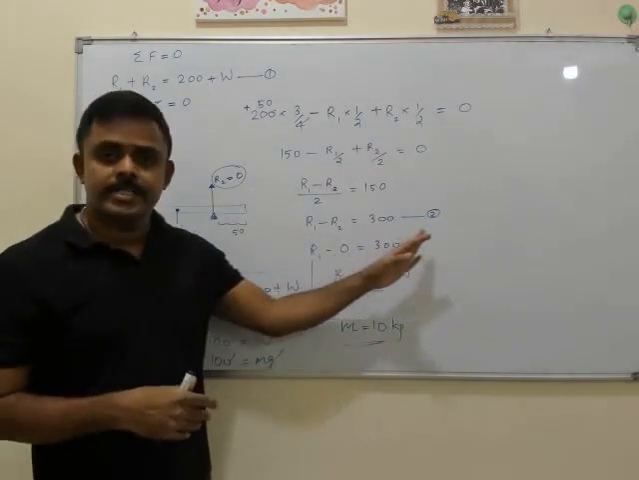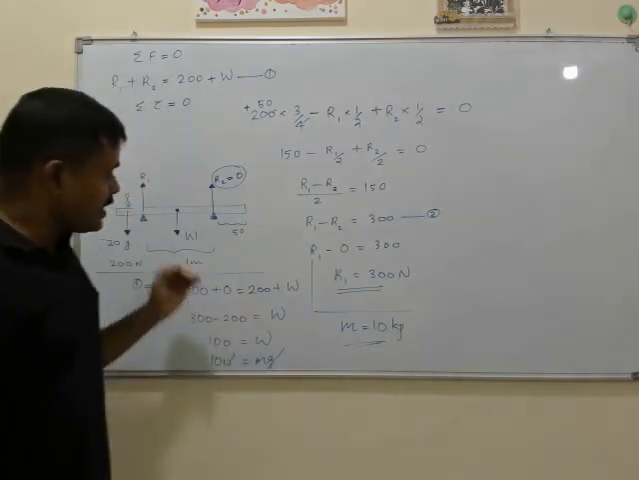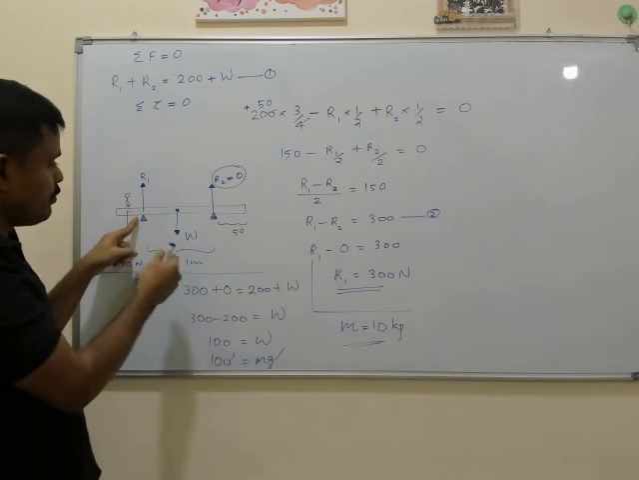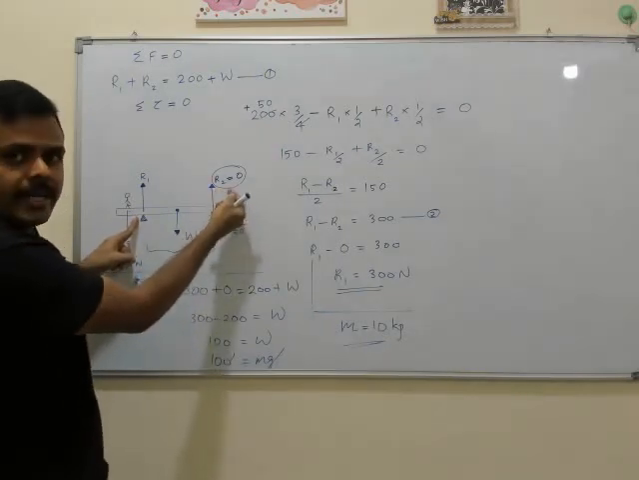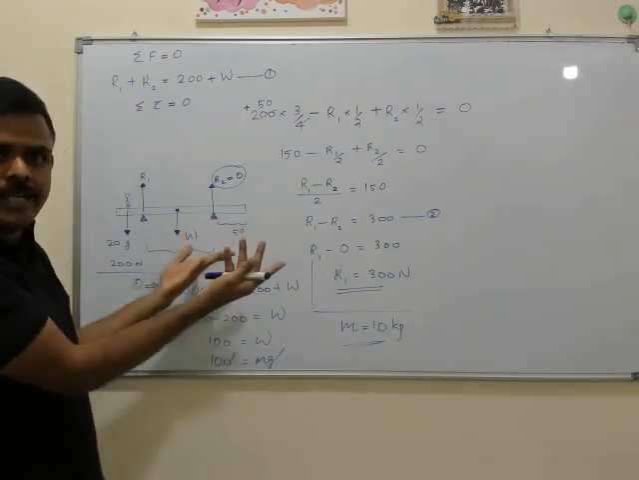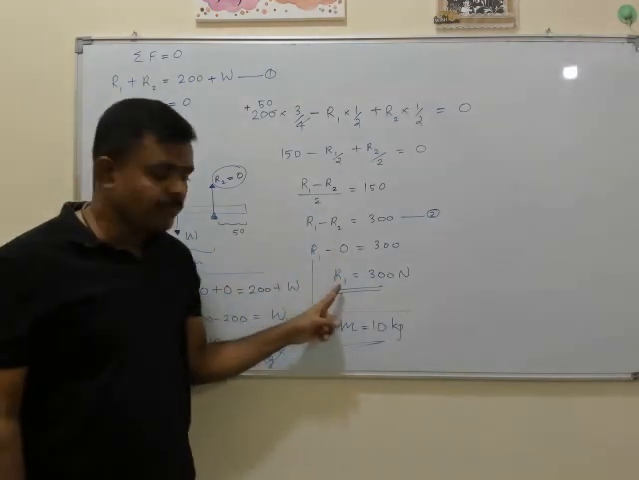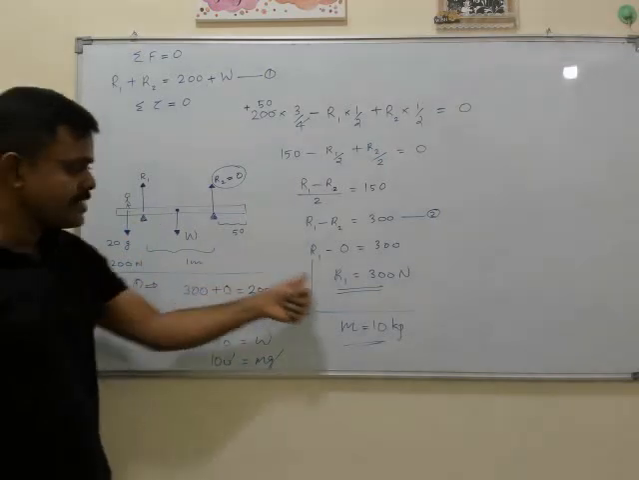You get another equation. R1 minus R2 is equal to 300. And for the critical condition of the rod coming off from the wedge, you should put what? If it is coming off, this normal reaction loses contact. That means the normal reaction would be equal to 0. So you put that condition over here. R2 equal to 0. You get R1, the normal reaction on the first surface, as 300.